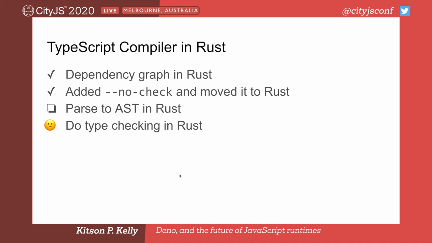And then probably one of the biggest things, which I'll talk a little bit more on the next slide, is that we implemented a no check option. So we bypass type checking and essentially do all of the type stripping, for lack of a better term, and module transformation of the TypeScript to JavaScript in Rust without having to spin up the TypeScript compiler.